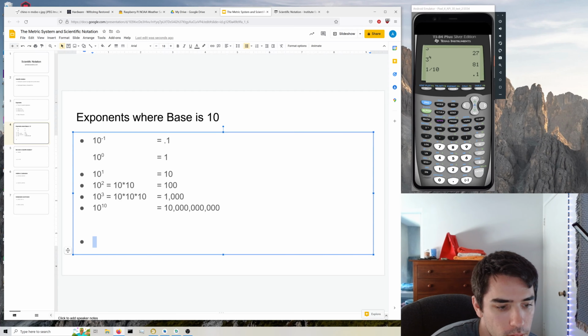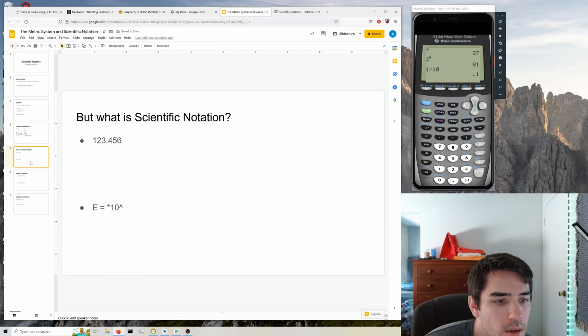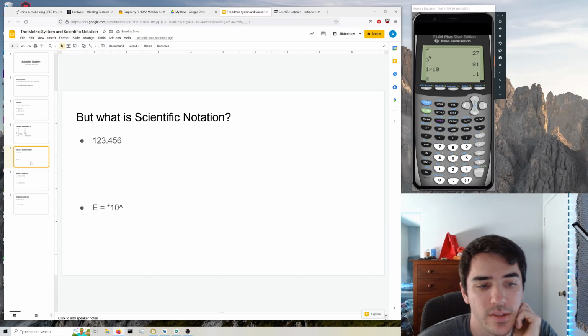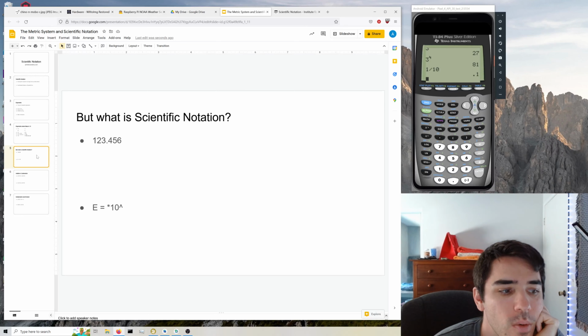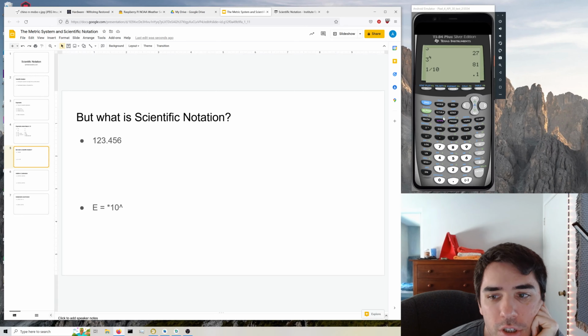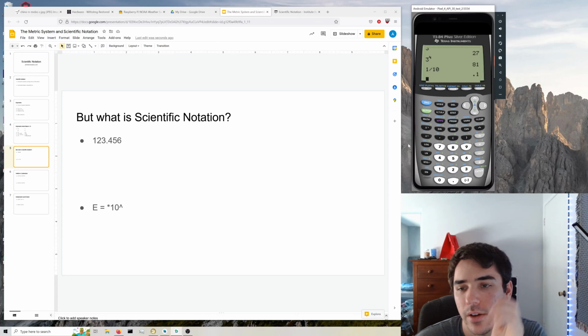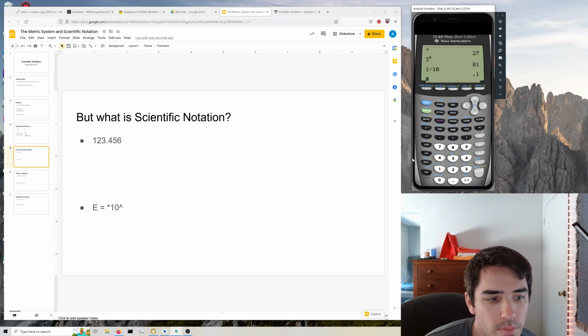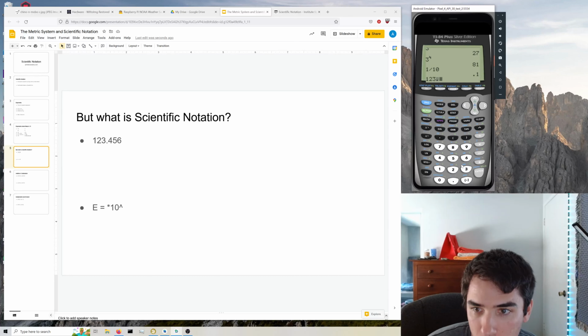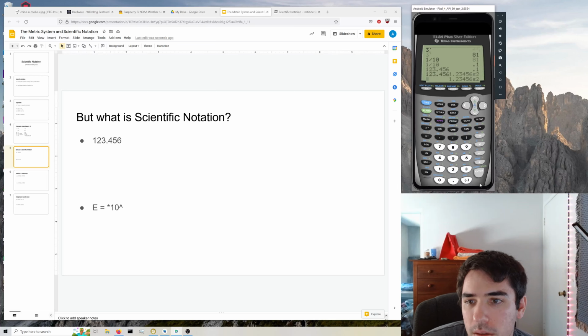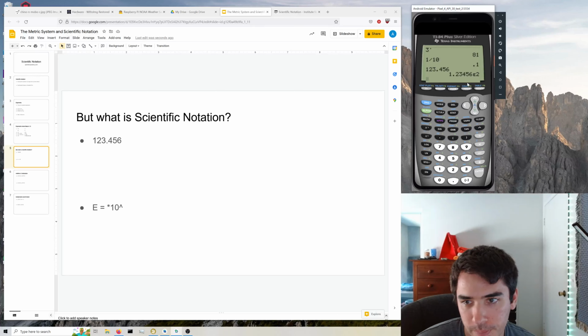Okay, you might be asking, what is scientific notation exactly? Well, let's try changing the mode of our graphing calculator to scientific notation, and I'm going to put in the number 123.456. And we get this answer.